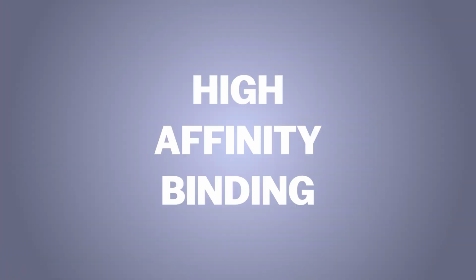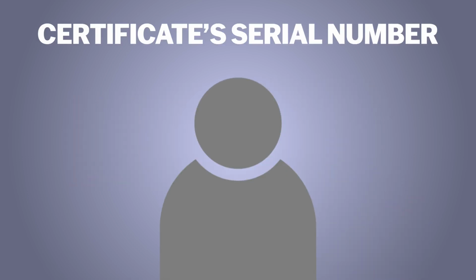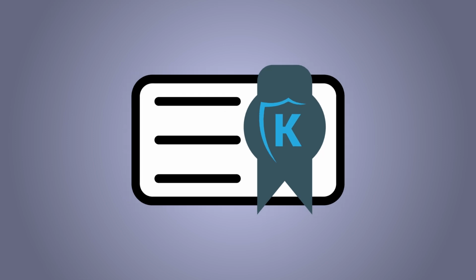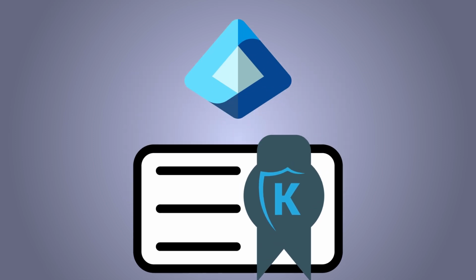But what about high affinity binding? This method adds extra security by linking a certificate directly to a specific user using something unique, usually the certificate's serial number. This means that each time you create a new certificate, you have to go into Entra ID and register it for that user.